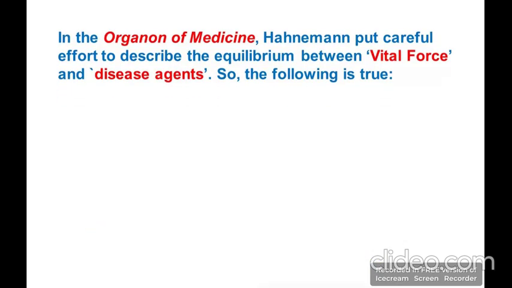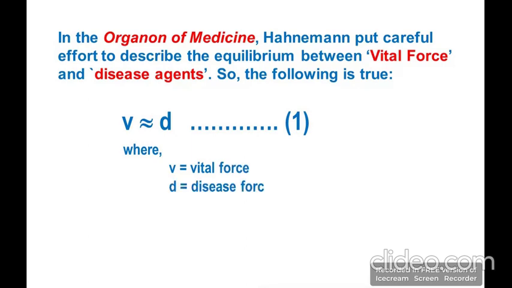In The Organon of Medicine, Hahnemann put careful effort to describe the equilibrium between vital force and disease agents. So, the following is true: V is almost equal to D. Let's mark it as statement 1, where V is equal to vital force, and D is equal to disease force.